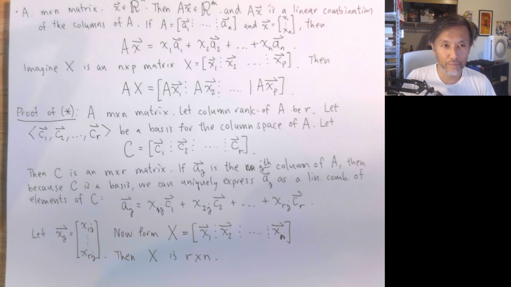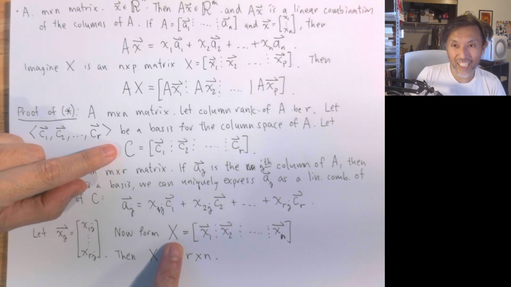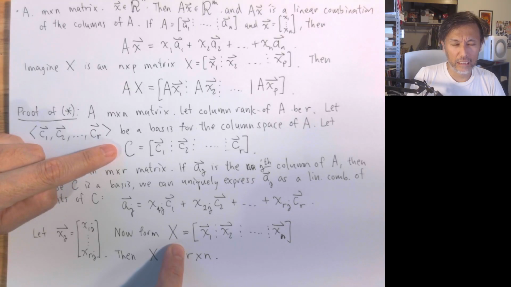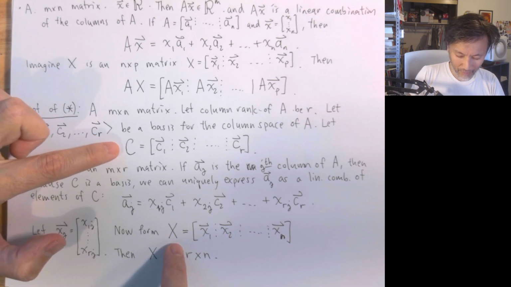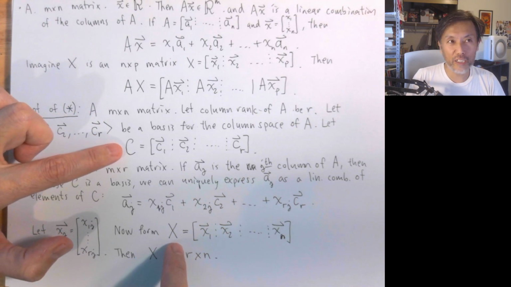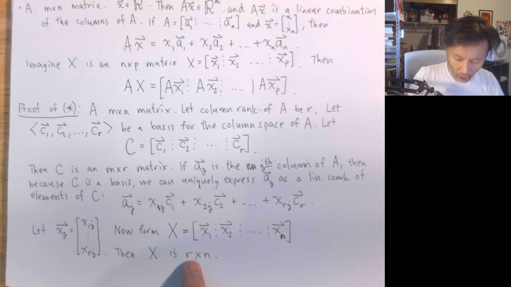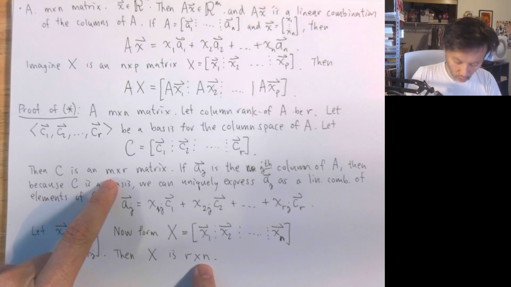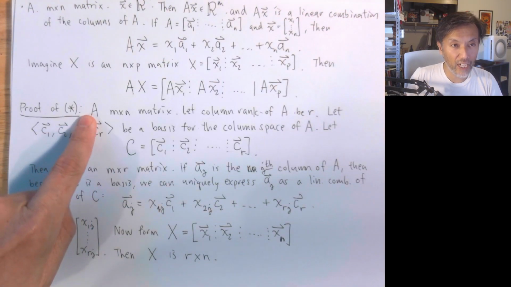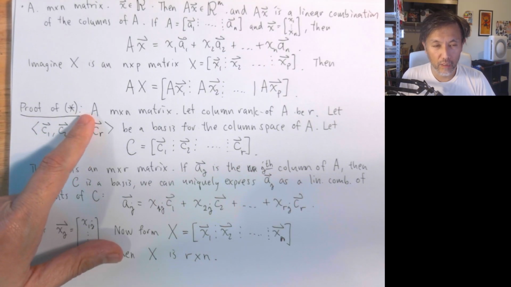Here's the claim. A is equal to C times X. Now, first, dimension check real quick. C, we said, was M by R. X is R by N. So C times X is the correct dimensions. It's M by N, for A, which agrees with the shape of A. Okay, that's cool.